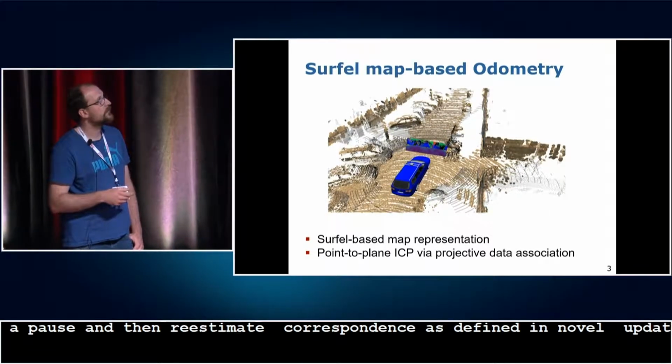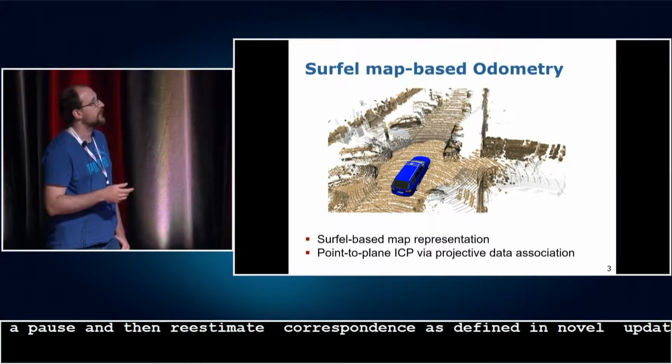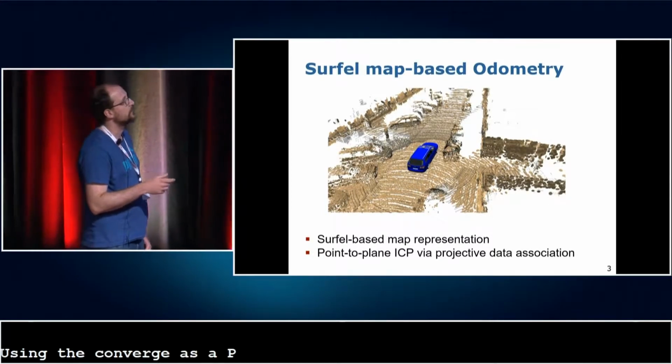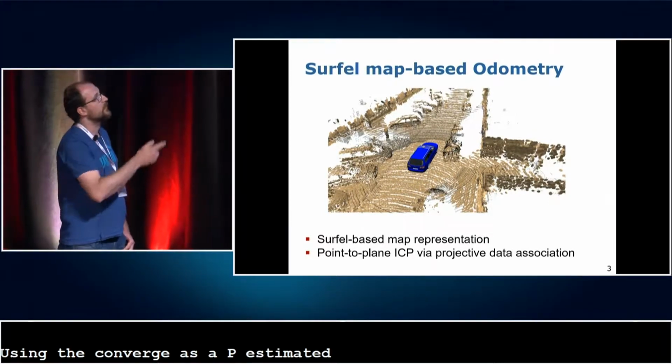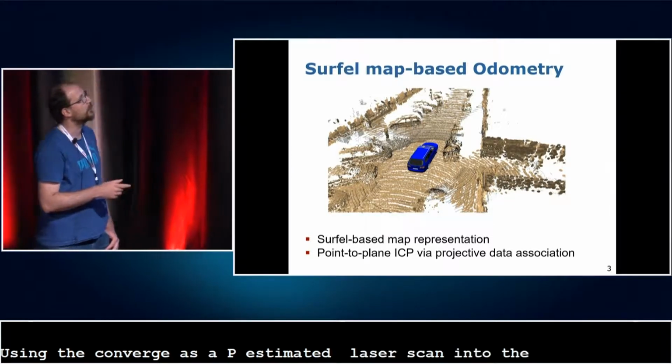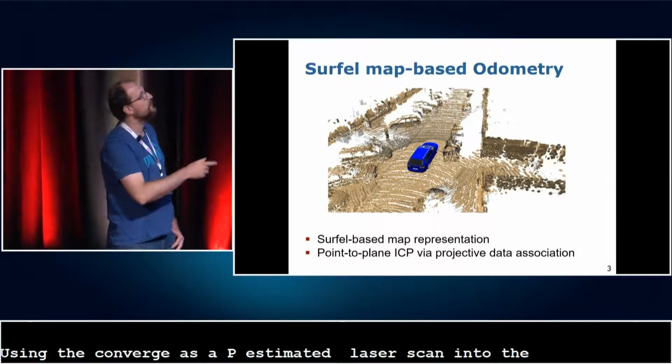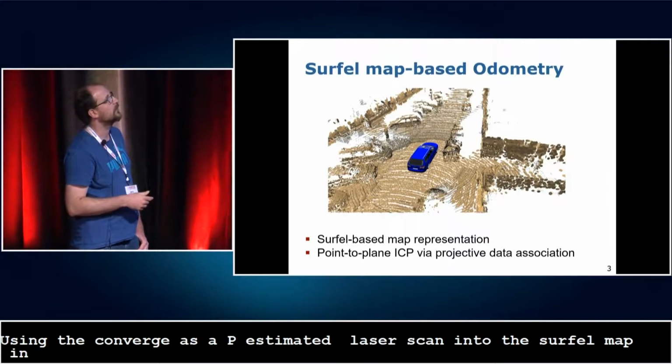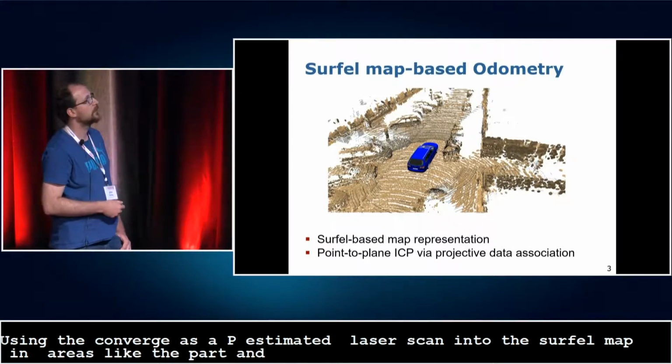Using the converged ICP estimate, we can then integrate the laser scan into the surface map. And as you can see, we add circles for previously unobserved areas, like in the lower right part, and also update already existing circles.